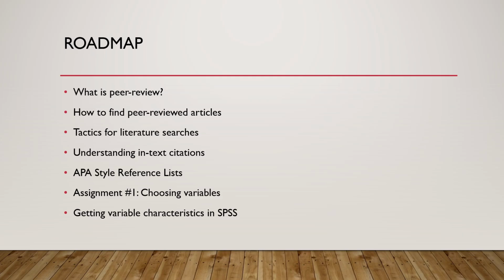of research. The first is going to be talking about peer review. What is peer review? How do we find peer-reviewed articles that we can use in our own research? What are some tactics for finding those articles for these literature searches that we're going to conduct? And then how do we understand the in-text citations when we are reading other people's papers? Building off the in-text citations, we're going to talk about how to do reference lists and then the process of choosing variables for your final project.